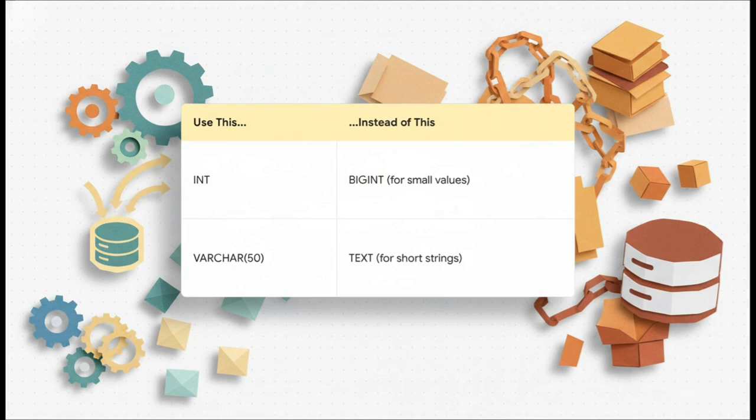I mean, check this out. If you know a number is never going to be more than, say, a few thousand, why use a massive bigint? An int is perfect. Or if you're storing someone's name and you know it's going to be under 50 characters, don't use a giant text field. It's all about being precise.